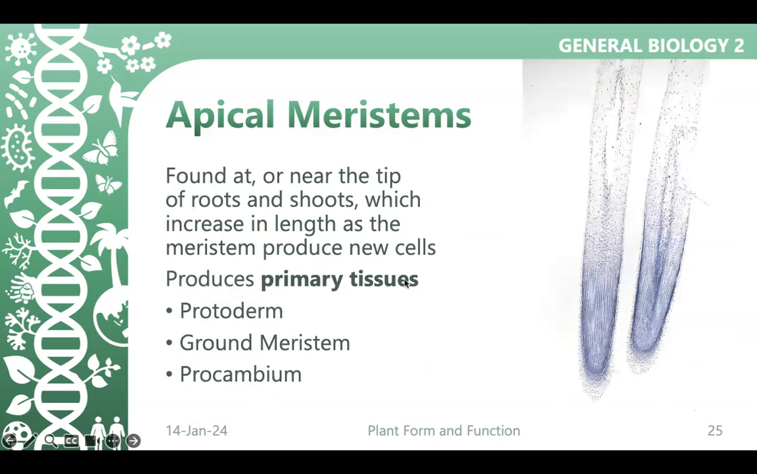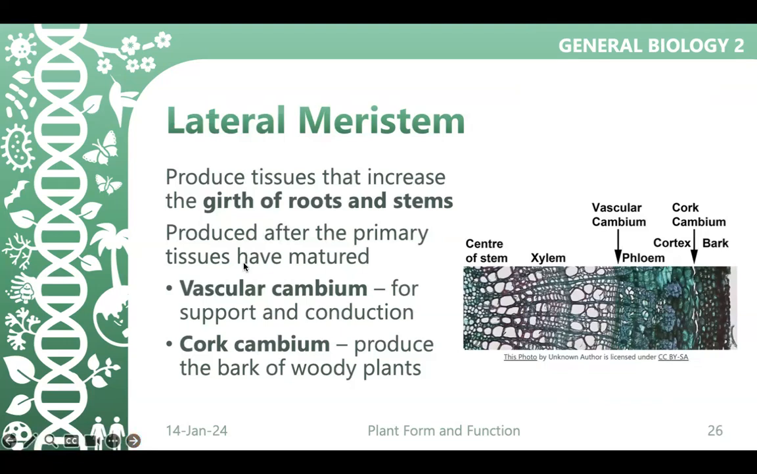Okay? So pag nag-mature lahat ng primary tissues, saka lang lilitaw itong vascular cambium at cork cambium na parehong lateral meristems. Okay? So para sa vascular cambium, ito ay matatagpuan dito, no? So ano yung pinoproduce ng vascular cambium? Ang pinoproduce ng vascular cambium ay yung xylem at phloem. So yung xylem, mapoproduce siya paloob, habang ang phloem naman ay palabas. Habang ang cork cambium naman ay para sa bark ng mga woody plants.